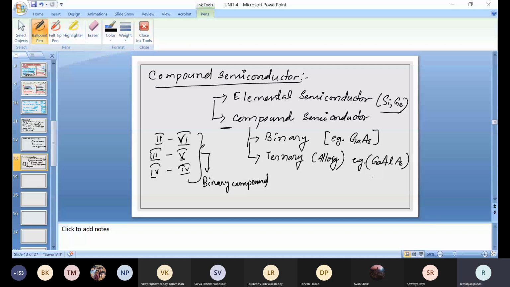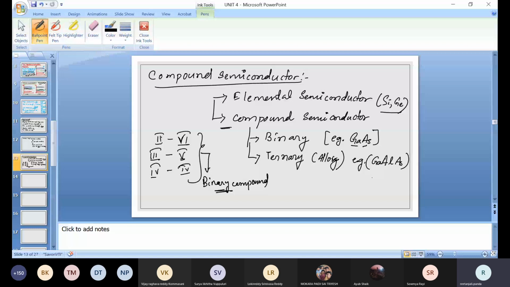Gallium is from the third group, arsenic is from the fifth group. Together the compound acts as a semiconductor, as they have only two elements. There are many types of binary compounds: gallium arsenide, aluminium arsenide, indium arsenide, then aluminium nitride, gallium nitride, aluminium phosphate, gallium phosphate. Like that we can make many types of binary compounds.